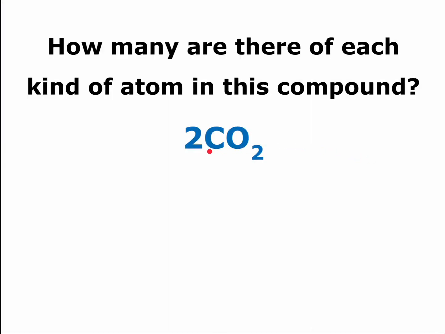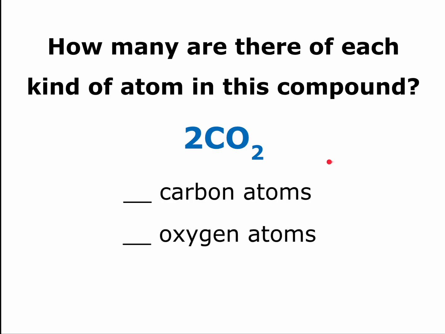All right, here we have 2 carbon dioxide, 2CO2. So first we'll list the kinds of atoms. We have carbon atoms and we have oxygen atoms. We'll take the subscript times the coefficient. 1 times 2 is 2. And for the oxygen, it has a subscript of 2. So we'll take 2 times 2 equals 4. 2 carbon atoms and 4 oxygen atoms.